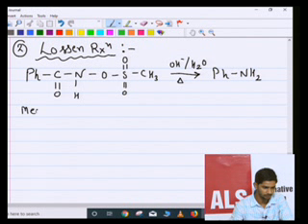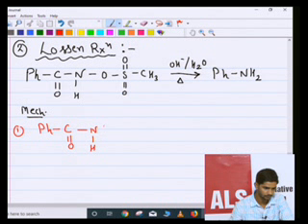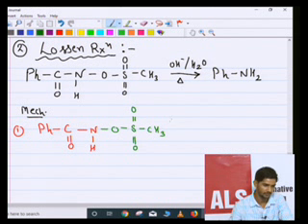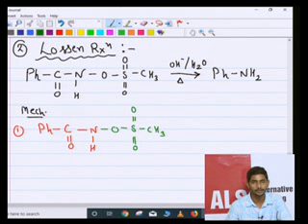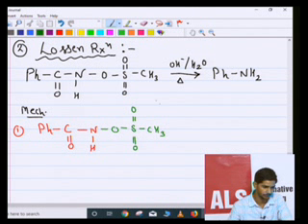To write the mechanism, I'll give you a hint. This is the step number 1 that I'm doing for you. OSO2CH3. See, that I'm writing in the green is the leaving group actually.